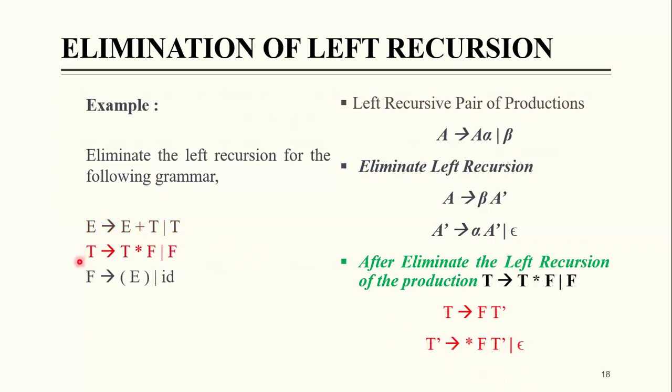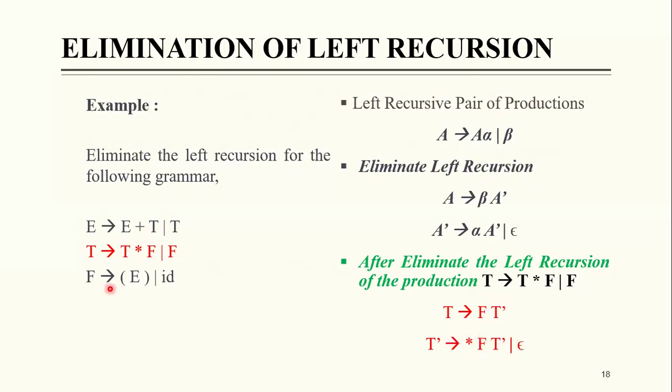The next production is T derives T star F or F. Here the left hand side T and the first T on the right hand side are the same, so we can conclude it is left recursion. We need to remove the left recursion. Also it is in the form of A derives A alpha, where alpha is star F, or beta. So we need to eliminate the left recursion, and the new form of this production is T derives F T dash, and T dash derives star F T dash or epsilon.